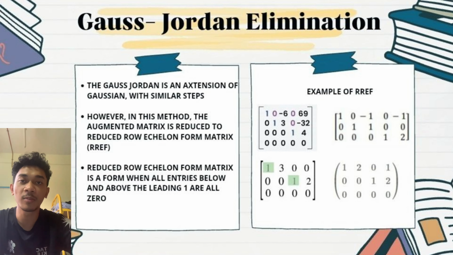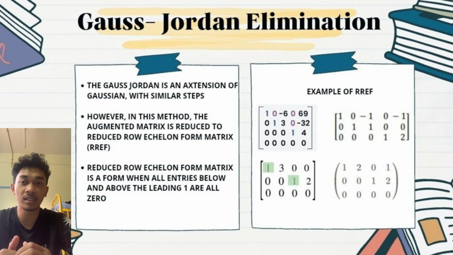Moving on, now I'm going to talk about Gauss-Jordan elimination. Gauss-Jordan is an extension of Gaussian elimination with similar steps. The only difference is that in this method, the augmented matrix is reduced to reduced row echelon form, which we call RREF. So what is RREF? Reduced row echelon form is a form where all entries below and above the leading one are all zero.